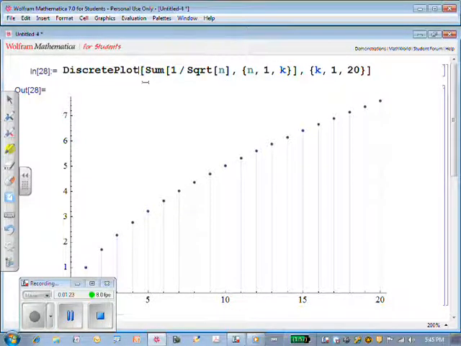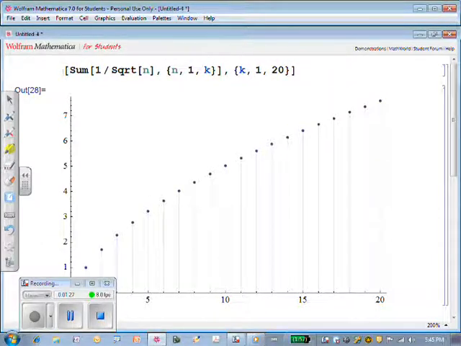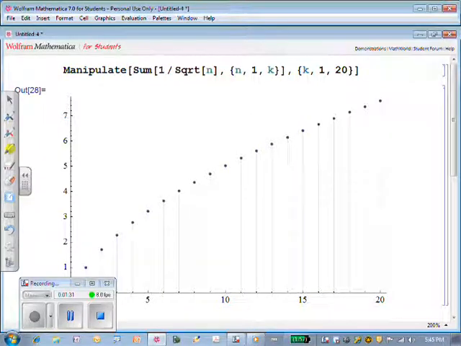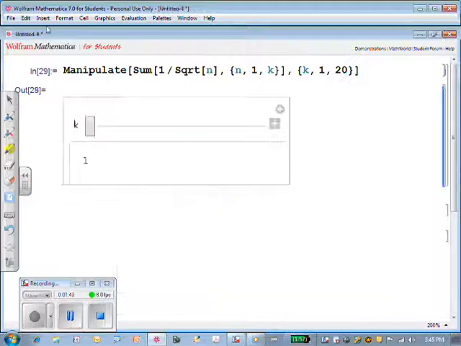So let me show you a different command that hopefully will bring into mind what the k does. We're going to use the command Manipulate. This is probably one of the most powerful tools in Mathematica because it allows you to see what's happening step by step. So if I hit Manipulate the sum of 1 over square root of n, notice now it's just going to give me numbers, but it gives me this little slider which I can slide up and down. So what's happening? When k equals 1, it's just adding one term.